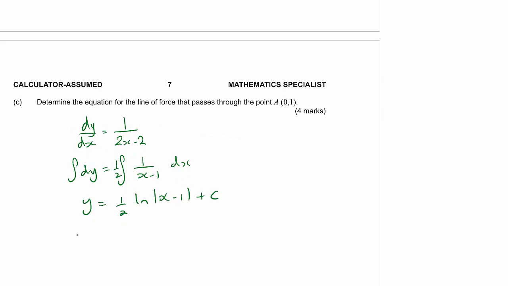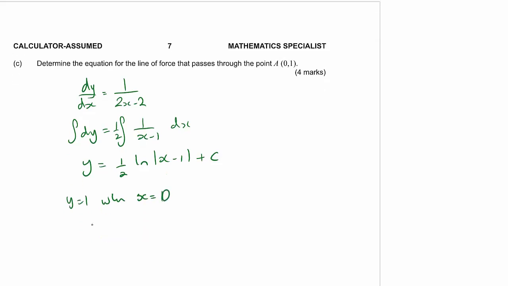Now we know that y equals 1 when x equals 0. So 1 is going to be a half ln of 0 take away 1 in modulus plus c. Well, this becomes ln 1, which is 0. So that means that c is equal to 1. So I've got y is equal to a half ln mod x minus 1 plus 1.